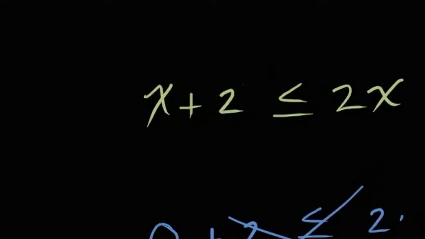All right, let's try out 5. So 5 over here, 5 plus 2 needs to be less than or equal to 2 times 5. Once again, everywhere we see an x, we replace it with a 5. So 7 needs to be less than or equal to 10, which is absolutely true. 7 is less than 10, so it satisfies less than or equal to. So 5 satisfies this inequality.